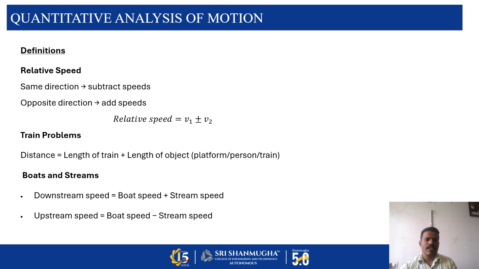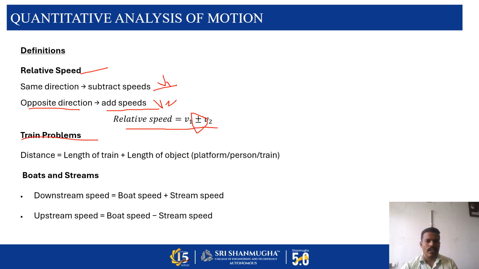Now the definition of relative speed. When objects travel in the same direction, we subtract the speeds. In the opposite direction, we add the speeds. Assuming one speed is V1 and the other is V2, the relative speed is V1 plus or minus V2.